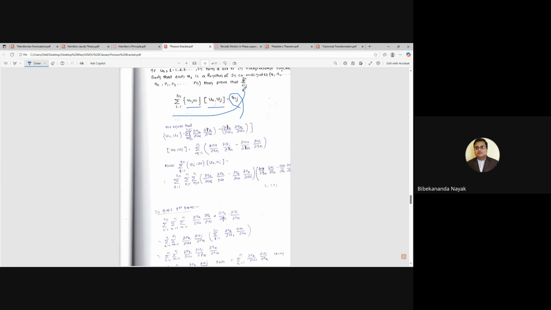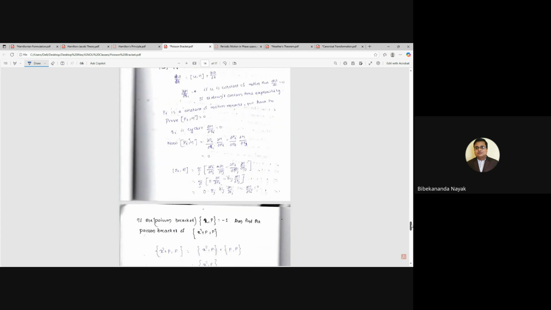Generally, a long question is not asked in the actual examination, but remember this relation. It is very important when you use it. This derivation is given here. You can see, these are some problems.